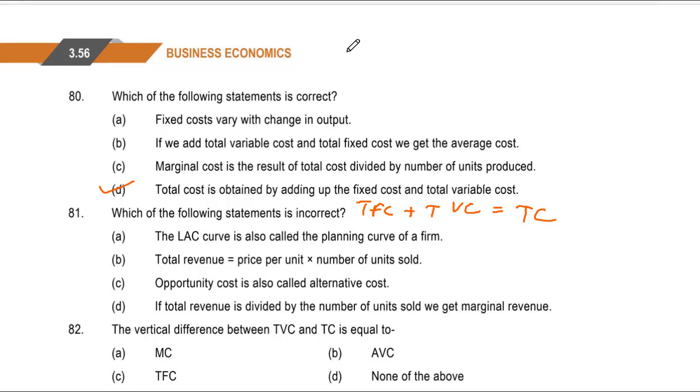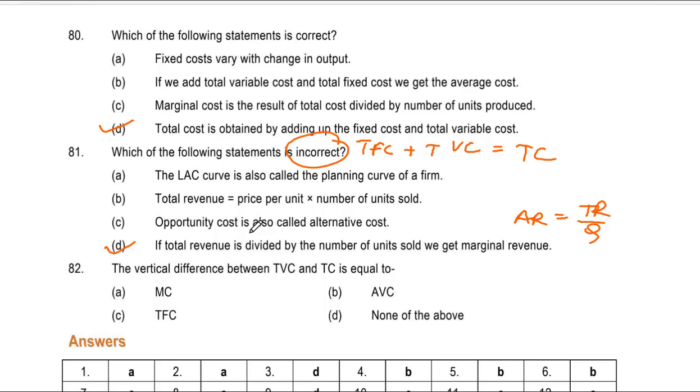Which of the following statements is incorrect? A. The LAC curve is also called the planning curve of the firm. B. Total revenue equals price per unit multiplied by number of units sold. C. Opportunity cost is also called alternative cost. Or D. If total revenue is divided by the number of units sold, we get marginal revenue. D is incorrect. No, we get average revenue. Average revenue equals total revenue divided by Q.